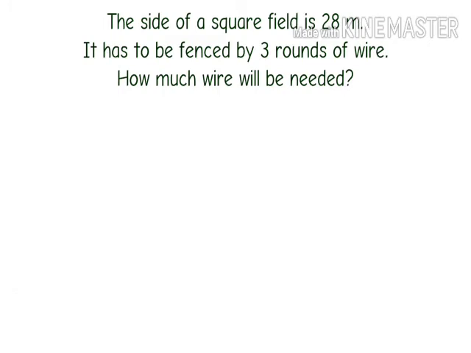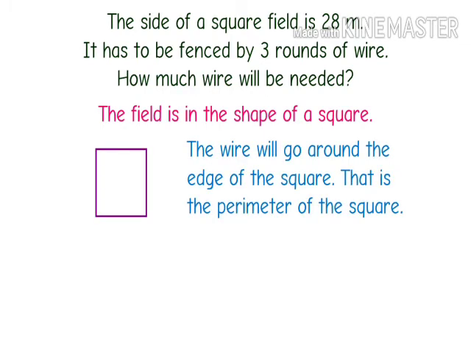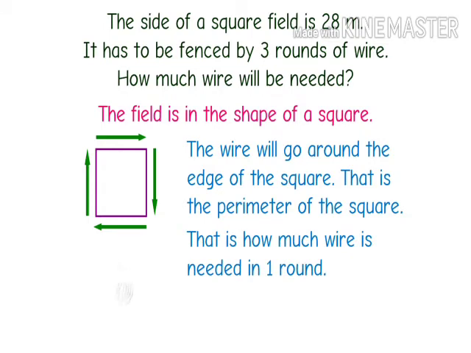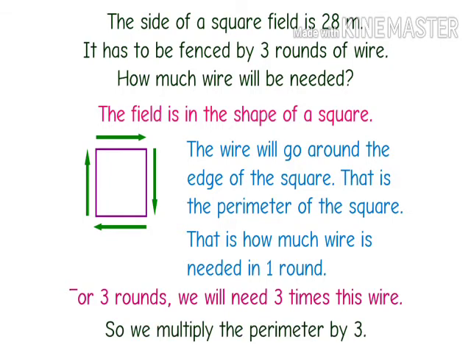The side of a square field is 28 meters. It has to be fenced by 3 rounds of wire. How much wire will be needed? The field is in the shape of a square. The wire will go around the edge of the square. That is the perimeter of the square. That is how much wire is needed in 1 round. For 3 rounds, we will need 3 times this wire. So, we multiply the perimeter by 3.